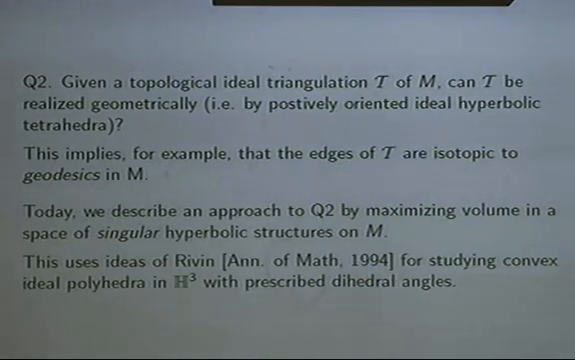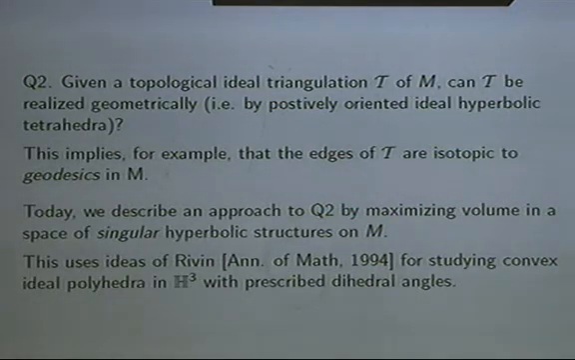So what I'd like to do today is talk about one way of approaching this kind of question. It uses the idea of angle structures, and there's going to be a volume maximization procedure which allows us to try to find the hyperbolic structure from an angle structure. We're going to look at a space of angle structures, which are singular hyperbolic structures. The basic ideas here go back to Igor Rivin, and here's a nice paper in the Annals of Mathematics from about 1994.